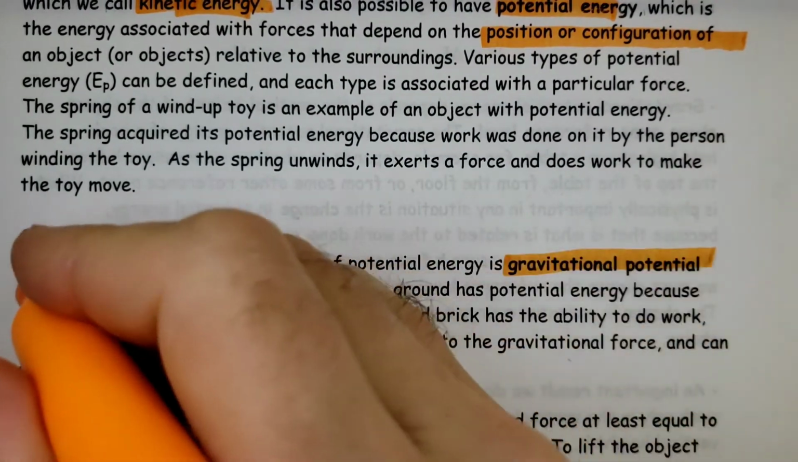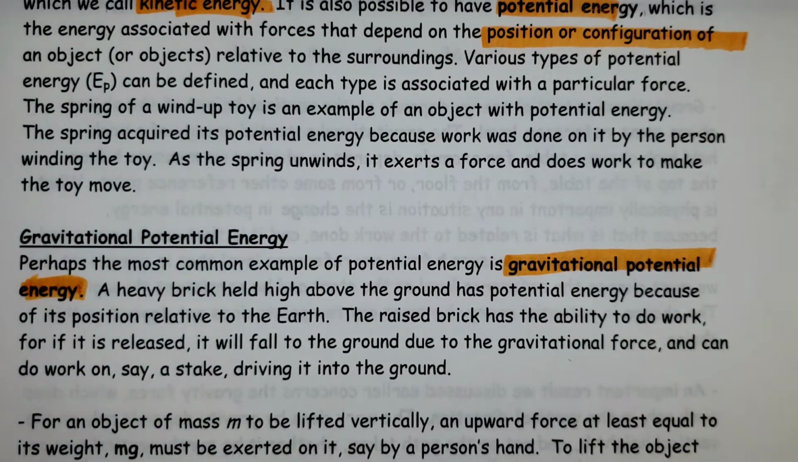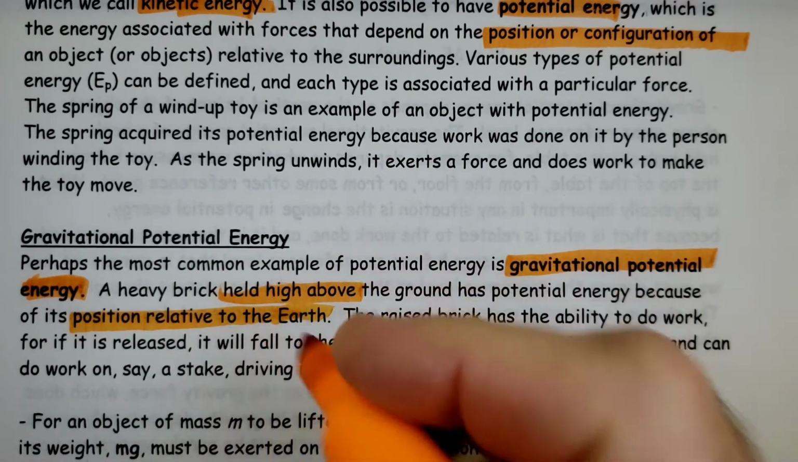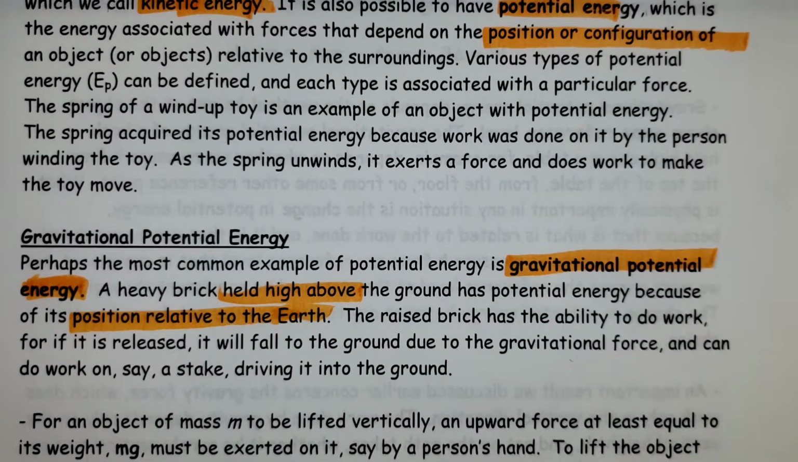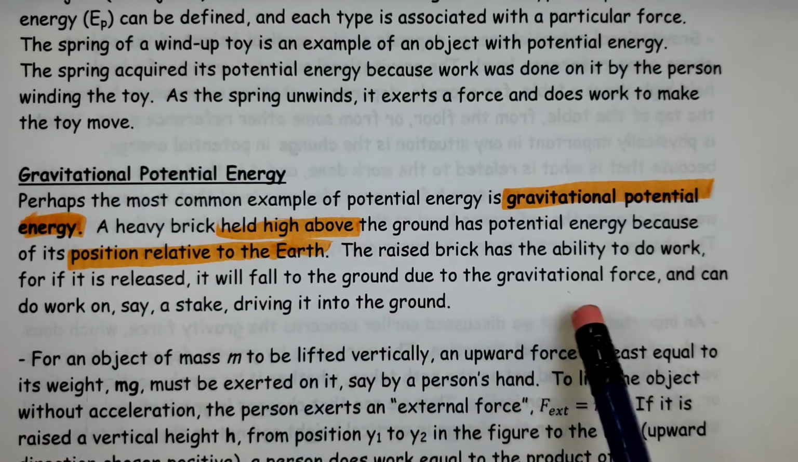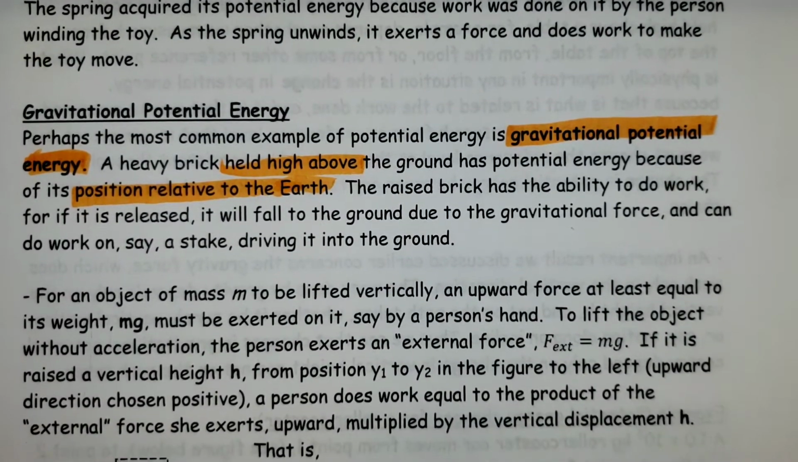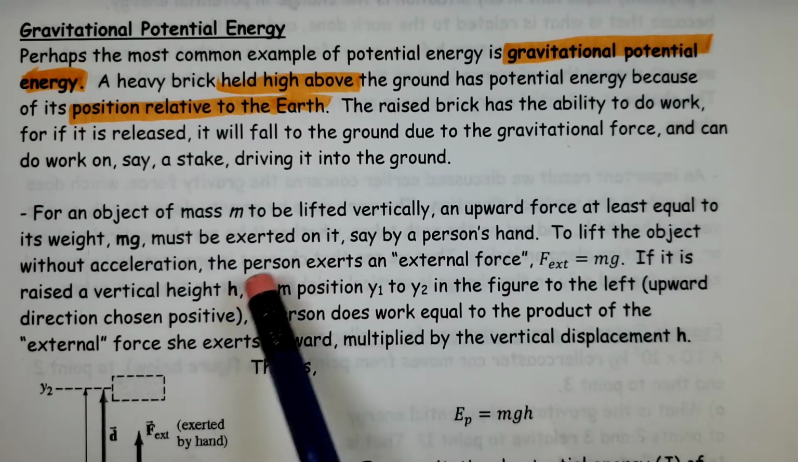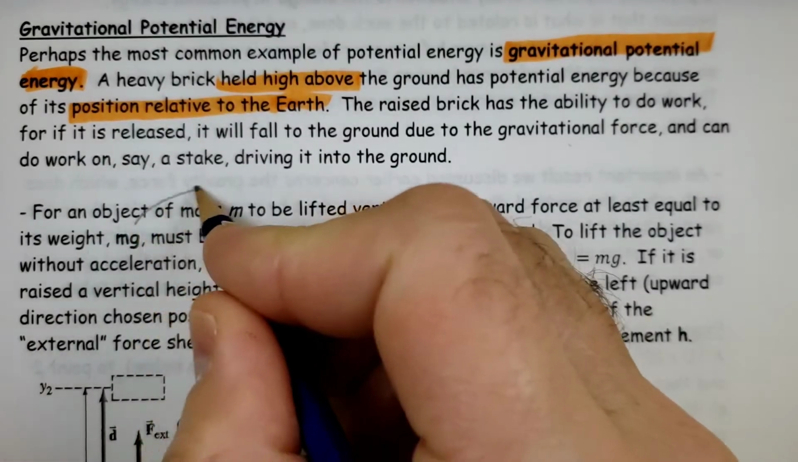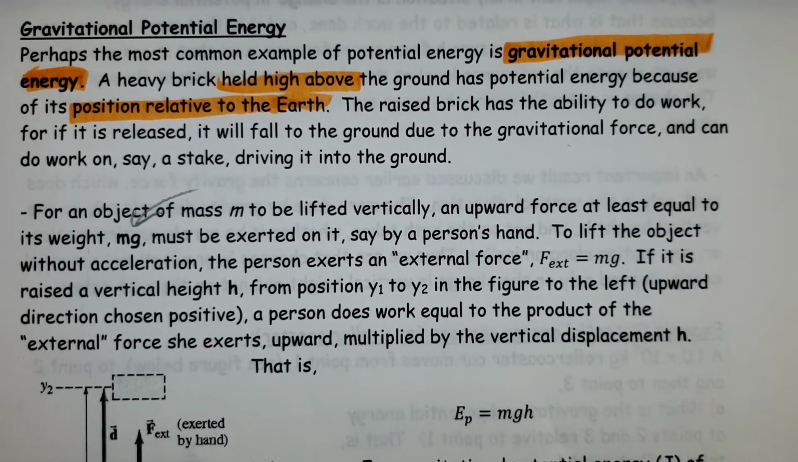So energy, something stored due to being held above the ground, having that stored energy, due to its position relative to Earth. A raised brick has the ability to do work because when it's released, it will fall due to the gravitational force that's being pulled on it, and it can do work driving something into the ground. For an object of mass m to be lifted vertically, at least equal to its weight, and of course, if we did that, it would be lifted up at constant velocity, work must be done by a person's hand.